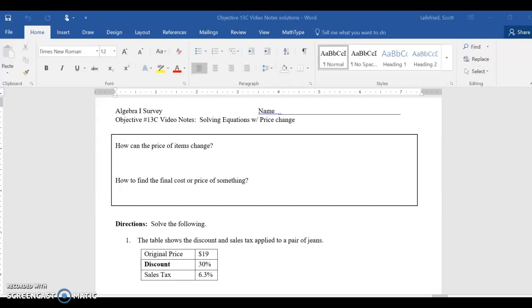Welcome to Objective 13C Video Notes, Solving Equations with Price Change. The question is, how can the price of an item change?